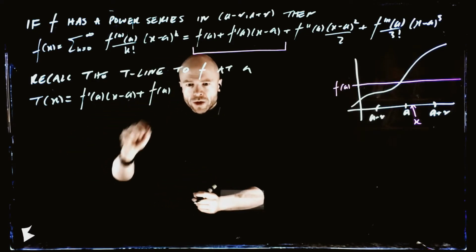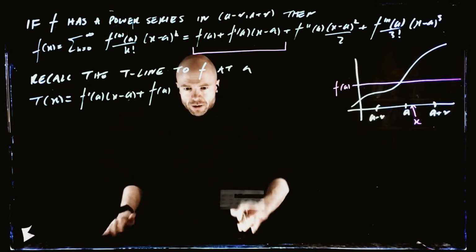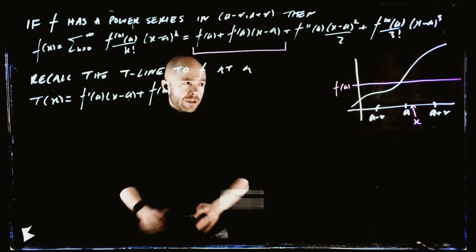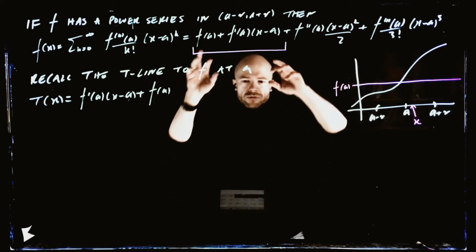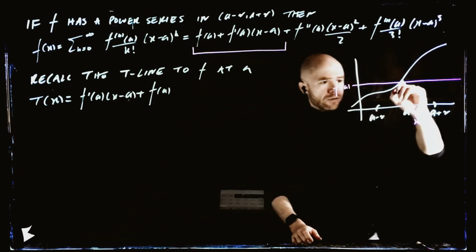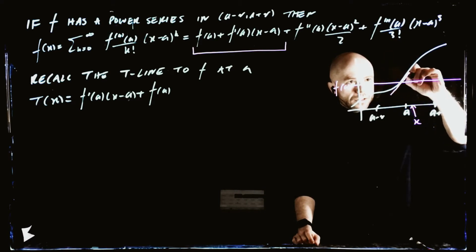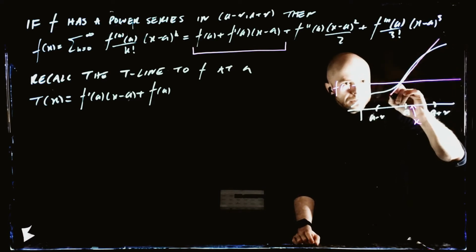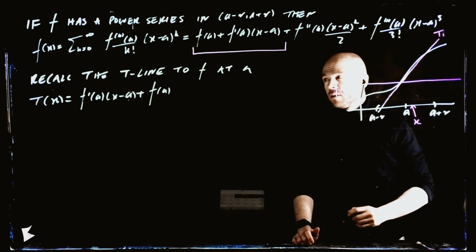So it's going through the point a, f of a, and it has the same slope as the function at that point. This is the tangent line, right? So if we did a slightly less crude approximation, and we took just the first two terms, we have exactly the tangent line, which is an object we know very well. We've talked about the tangent line a whole bunch during last semester and also this semester. So this is the tangent line, let's call it T1.